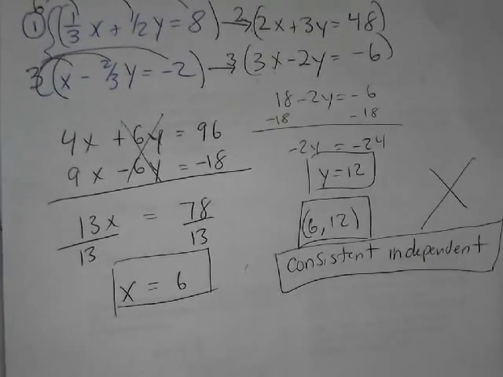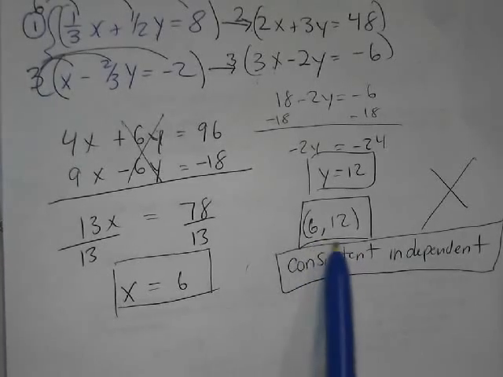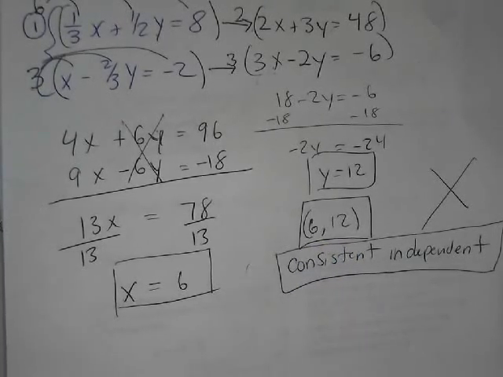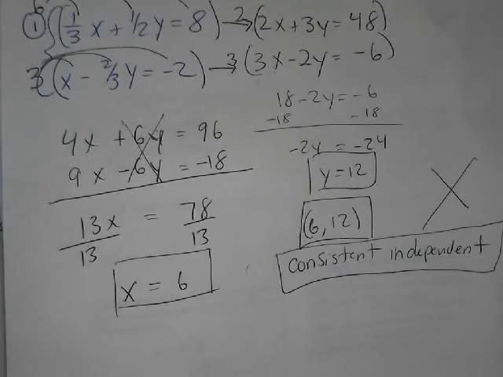If we would have gotten no solution, we would say that they are inconsistent, because they'd be parallel. And if we would have gotten a solution that looked like 5 equals 5 or something, that would mean that they are coinciding lines, and it would have been consistent, dependent.